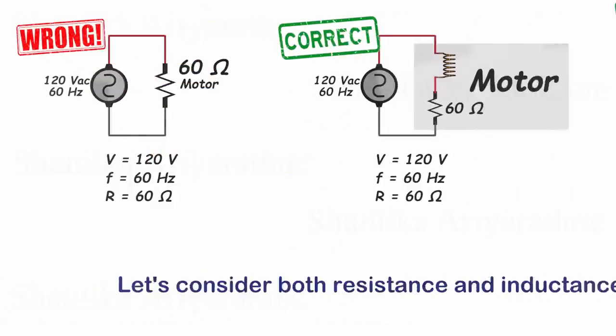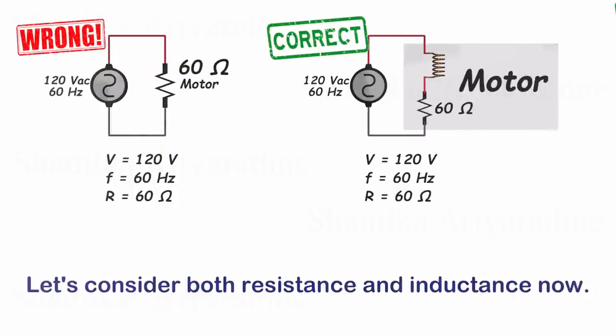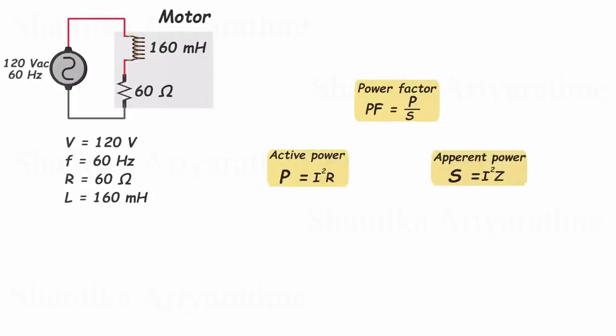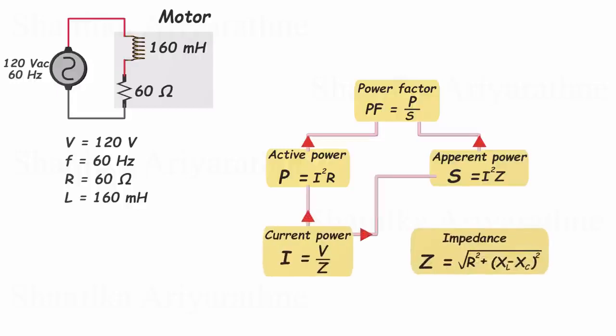Let's consider both resistance and inductance now. The inductance of this motor is 160 millihenry. Now, the calculations are more complex than before. We need to calculate the power factor, which requires knowing both the apparent power and active power. The apparent power can be calculated using the impedance of the circuit and current, while the active power can be calculated using resistance and current. Resistance is given. However, we don't know the current and impedance of the circuit.